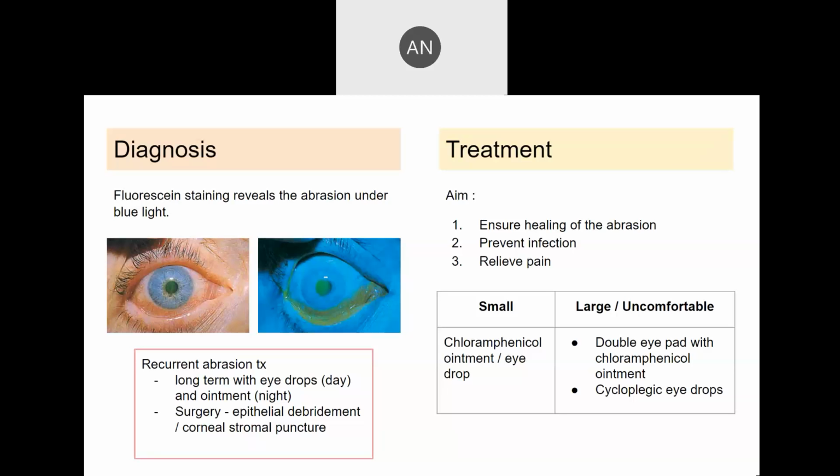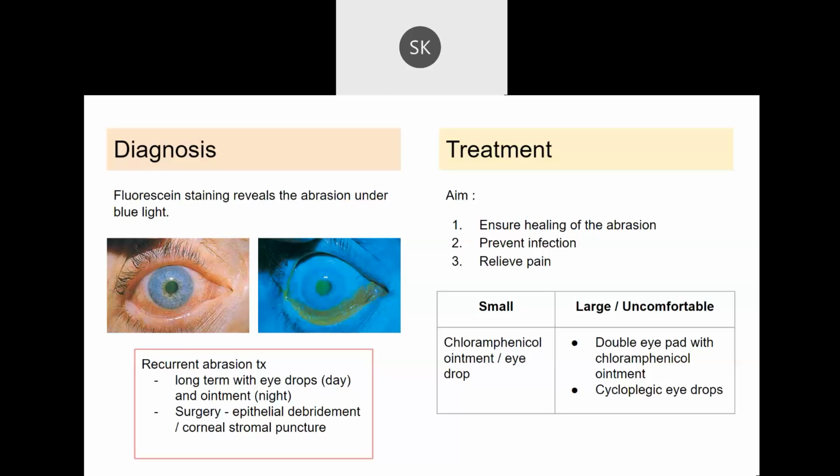As for diagnosis, one of the main procedures done is fluorescein staining, and this is to reveal the abrasion under the blue light. Basically, fluorescein stain is an orange colored dye, and after you apply it on the eye, it will pass over the normal corneal tissue. And wherever there's a defect, it will get stuck in that area only. Under white light, it's not really visible. So we have to use a blue light in order to see exactly where the defect is. Under the blue light, the staining will become green in color.